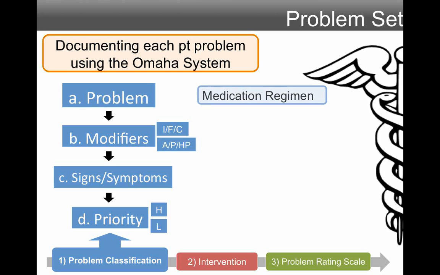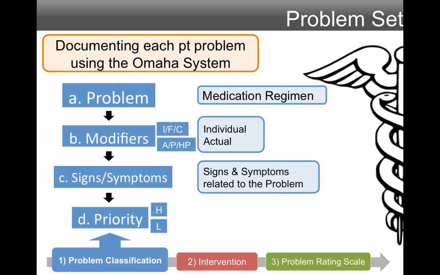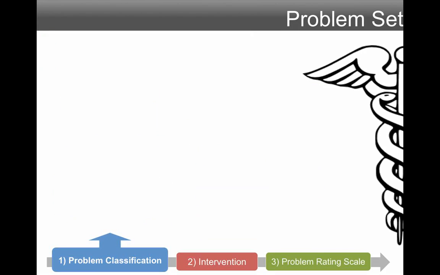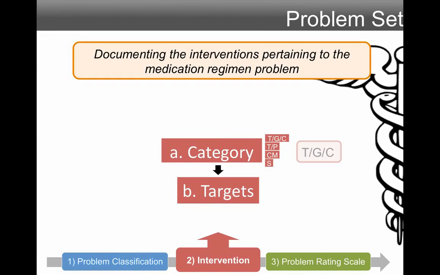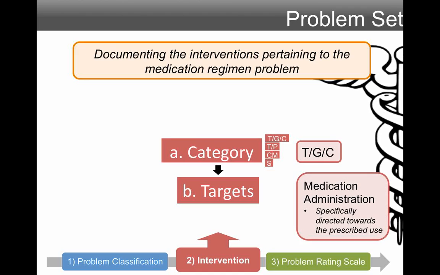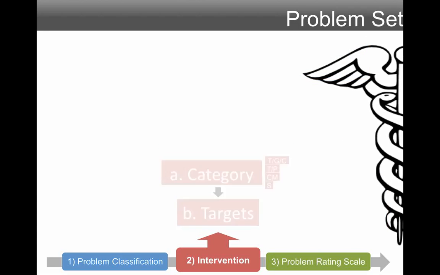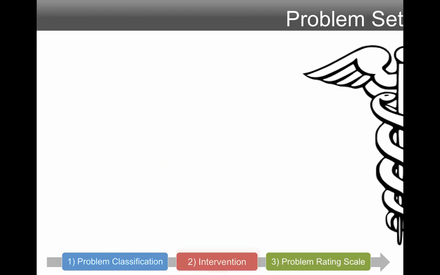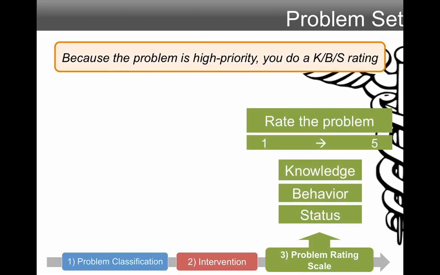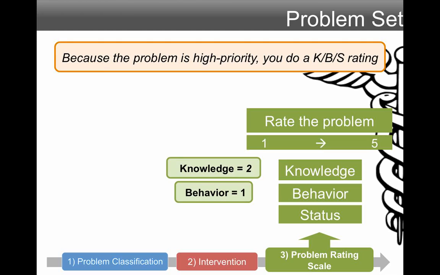So the problem, medication regimen. Modifiers would be individual and actual. The signs and symptoms would be related to the problem, and the priority would be high. Our intervention would include teaching guidance counseling directed towards the medication administration, specifically directed towards the prescribed use. And because it's a high priority problem, we're going to rate the problem 1 to 5, and for knowledge we rated it a 2, behavior we rated it a 1, and the status of the client would be a 2.